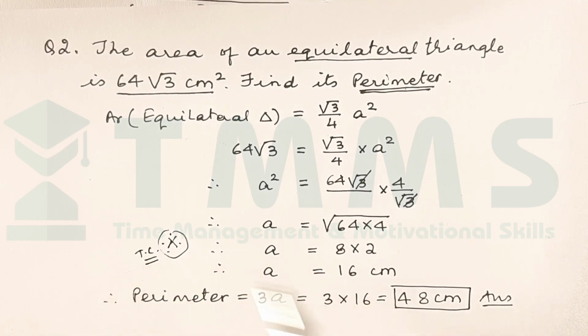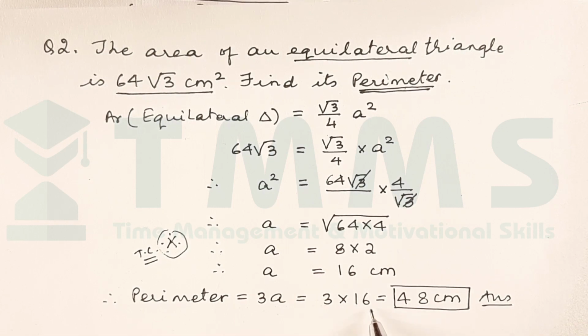Take care. Okay. So perimeter becomes 3A, which is equal to 3 into 16. What is the value of A? 16. And 16 into 3 gives us 48 centimeters. And that is our answer.